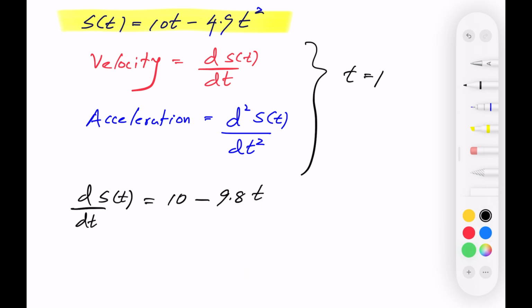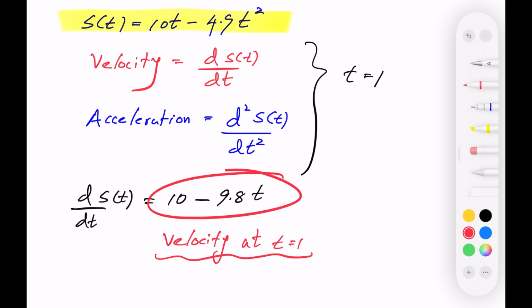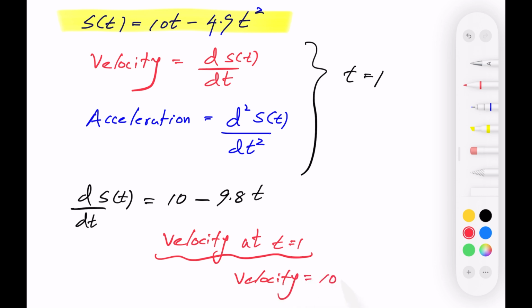If I need to find the velocity at t equals 1, all I have to do is to substitute 1 in this equation. When I do so, I get velocity to be equal to 10 minus 9.8, which is equal to 0.2 meters per second.